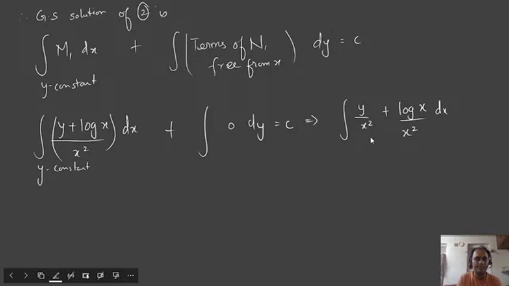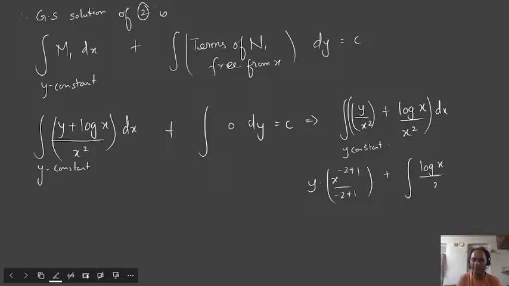here when you are going to integrate, treating y constant, all throughout you are going to integrate. So y is constant, x raised to minus 2 plus 1 over minus 2 plus 1. Now what about this one, log of x over x square dx, when you have to integrate? So it is equal to c.